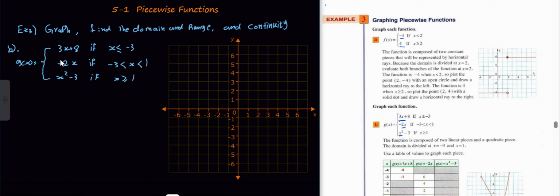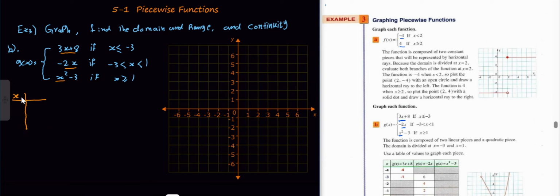For branch B, as you see, we have x and x squared. So in this case, we have to graph it by a table. If you don't want to make any mistakes, we have some ways, but this is the best way that you will not make mistakes.